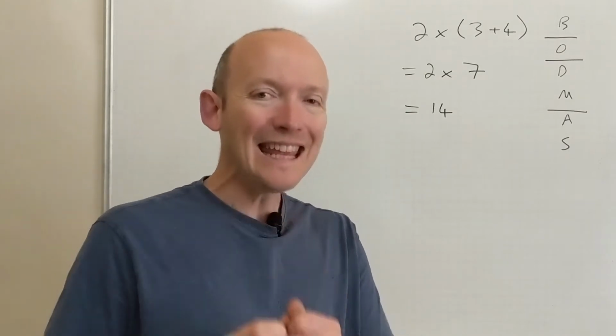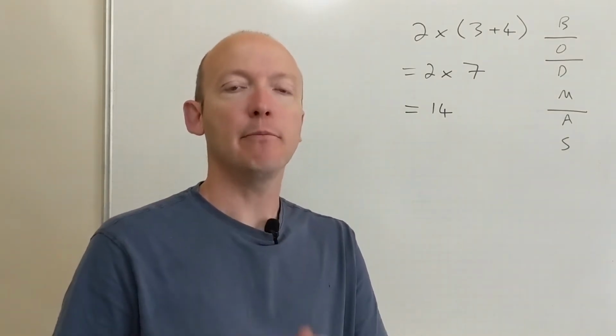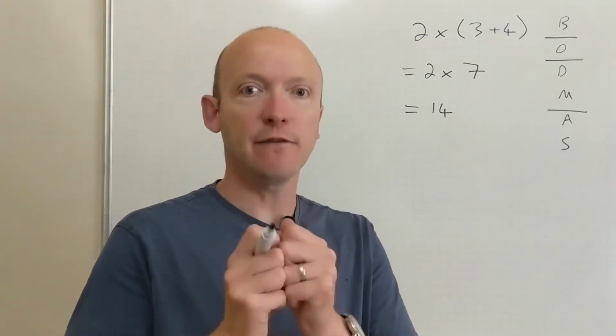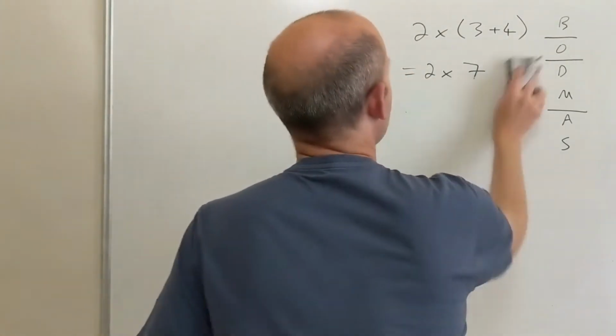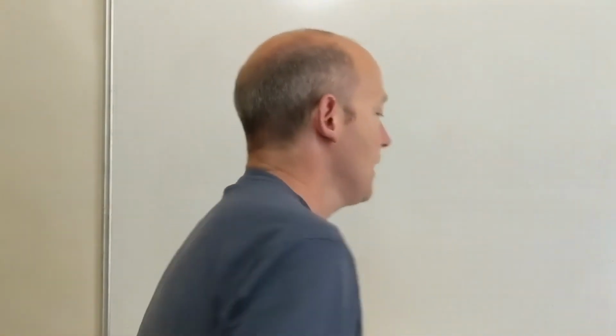So one way of thinking about brackets is they're to do with the order in which we do stuff. They promote things inside them to do this first. But there's another way of thinking about brackets. And that other way is, if you like, groups of things. And to demonstrate this, let me give you an example.